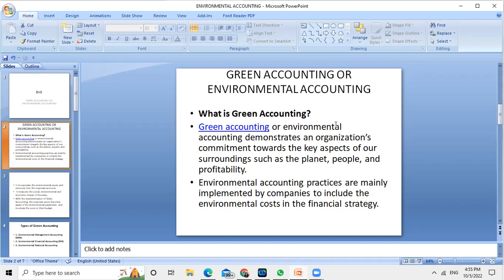Green accounting practices or environmental accounting practices are implemented by companies or business firms to include the environmental cost in their financial strategy. That means a company has to take a lot of materials from nature. For example, you come to the campus, you have soft drinks, a burger, a pizza, you take the chats. All the raw materials are coming from nature.